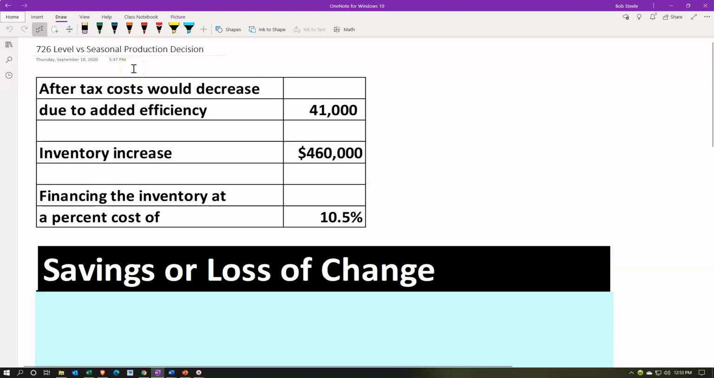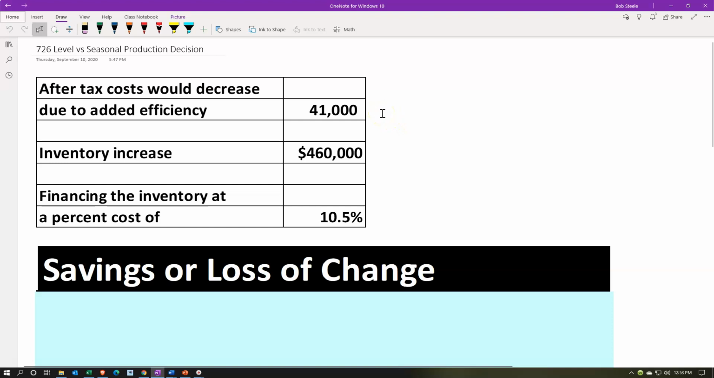So if we're going from seasonal production, we would have to think about, okay, what if I went to level production? Would it be worthwhile for us to do so? We'd have to think about the pros and cons, measure it basically in dollars. So we're just going to assume here that the after-tax costs would decrease due to the added efficiency.